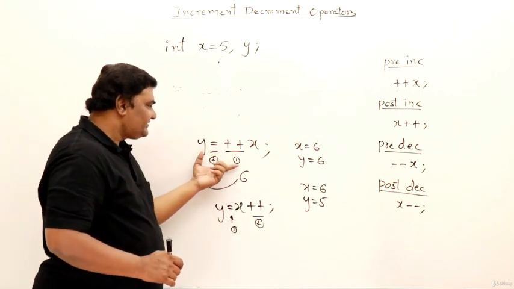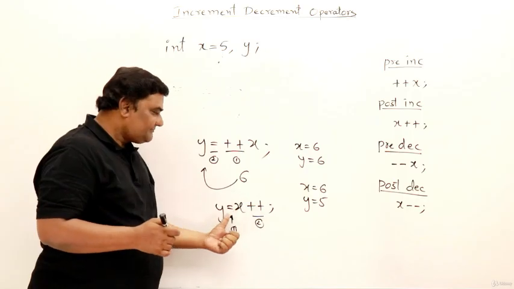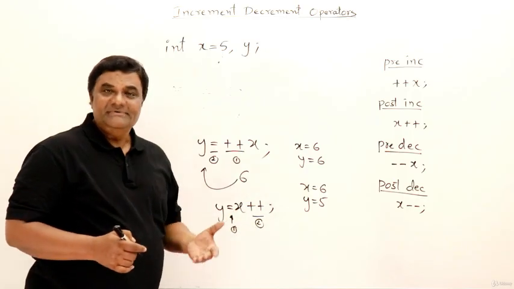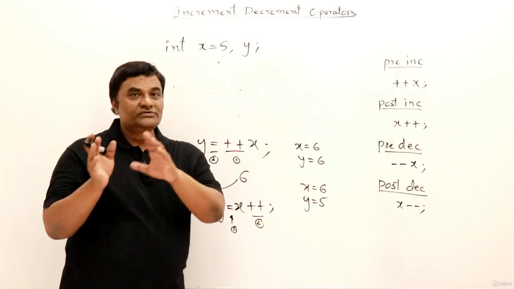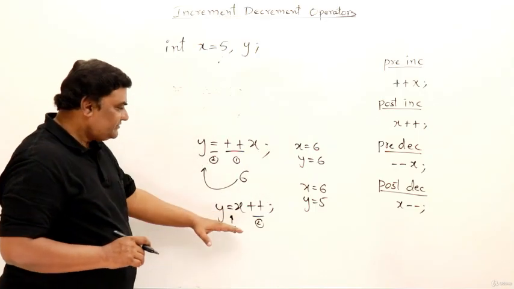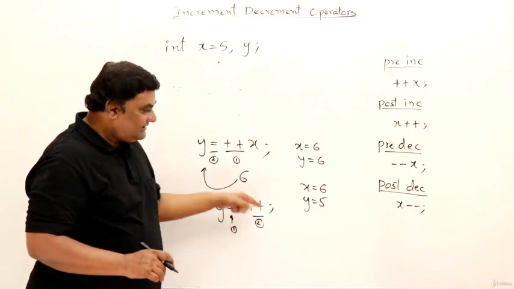So here two operations were there. First this was performed, then this one. Then here first assignment is performed, then this one. What does it mean? Pre-increment means first increment it and use the variable. And post-increment means first use the variable in the assignment and then increment it.